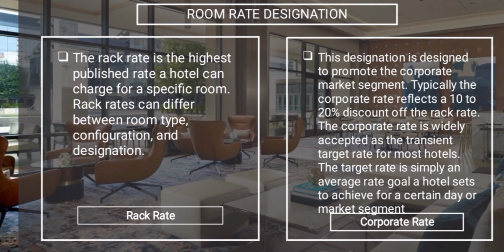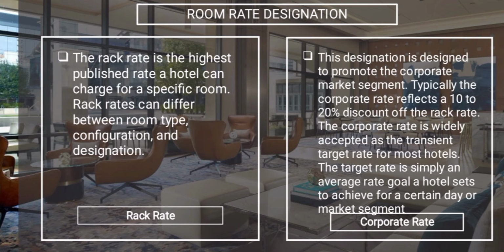So what is corporate rate? Corporate rate. This designation is designed to promote the corporate market segment. Typically, the corporate rate reflects a 10 to 20% discount off the rack rate. The corporate rate is widely accepted as the transient target rate for most hotels. The target rate is simply an average rate goal a hotel sets to achieve for a certain day or market segment.